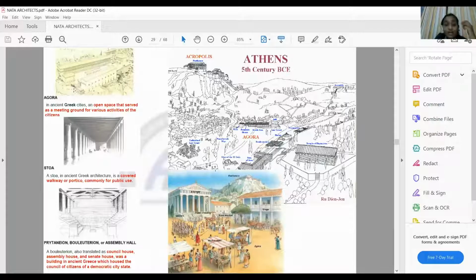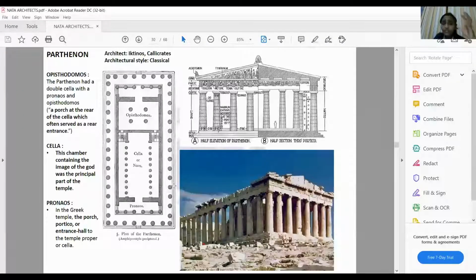Then we have something called the stoas. A stoa is nothing but a covered walkway or a portico commonly used for a public building. And then the office spaces or the assembly or senate spaces were referred to as the bouleuterion. And these people also developed the overall planning of these temples in a rectangular fashion. The plan was in the shape of a rectangle, and then had entryways which were referred to as the pronaos. These are all Greek terminologies, okay?